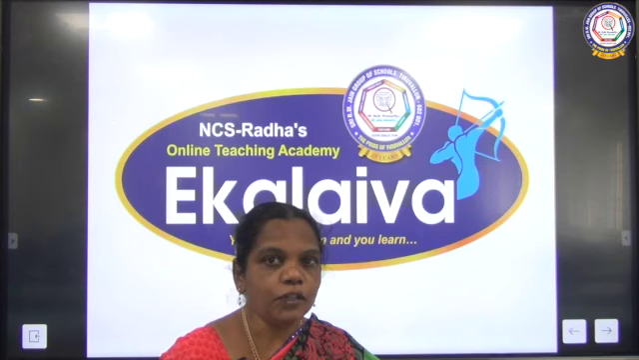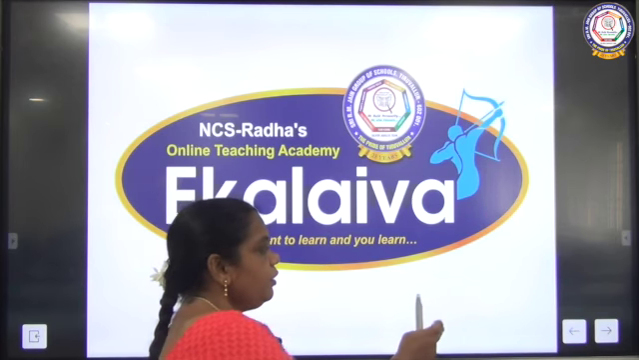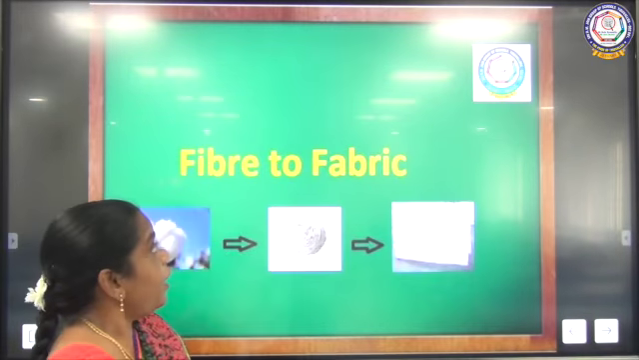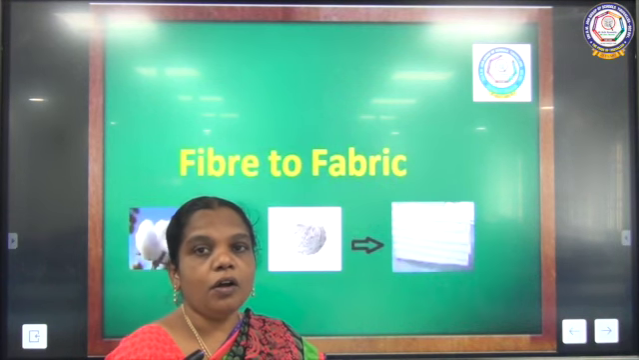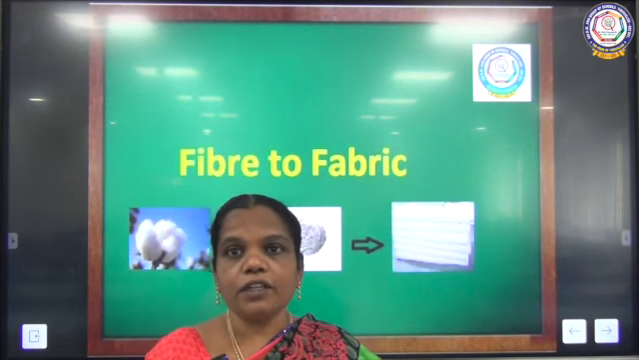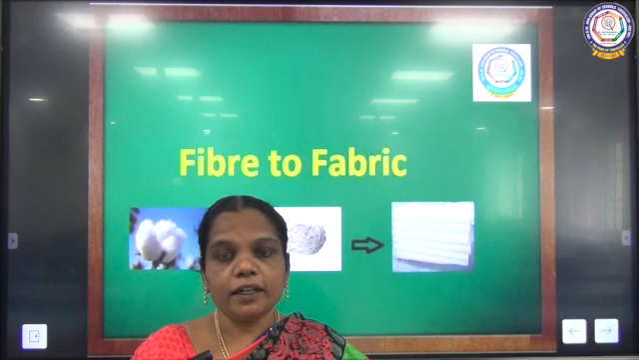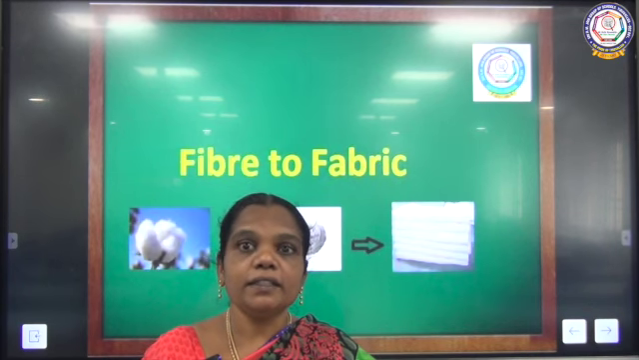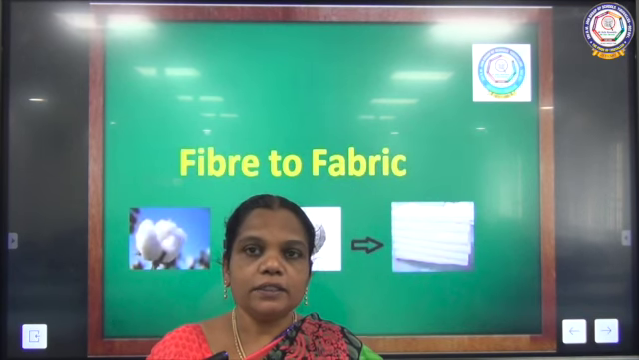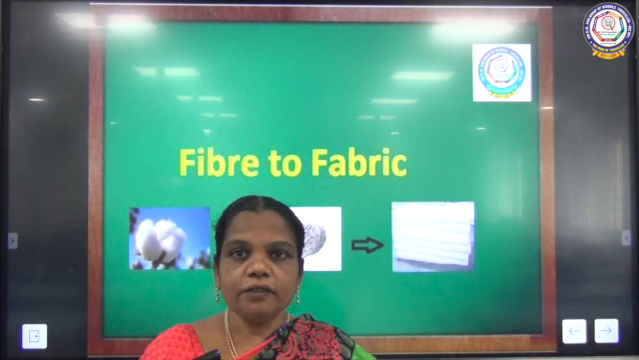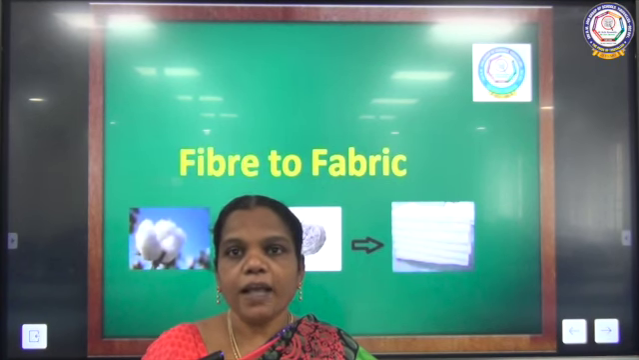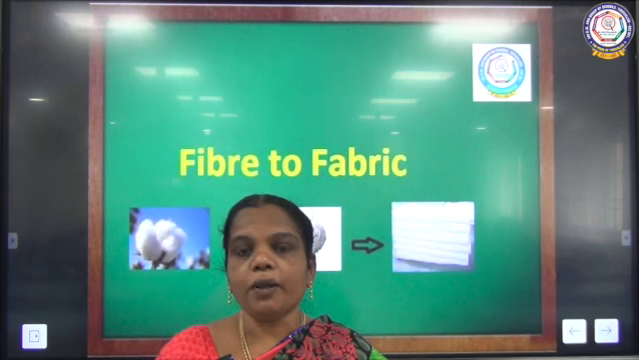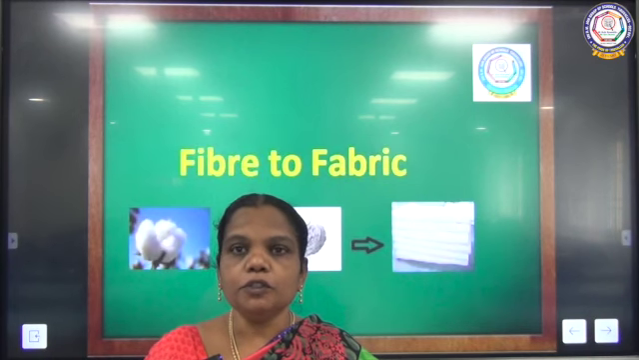Today we are going to learn about fiber to fabric. We are going to learn about wool production. Already I have learned the classification of fibers. The fibers are classified as natural fiber and synthetic fiber, and the natural fibers can be obtained from plants and animals. From plants we get fiber from the cotton plant and jute plant.